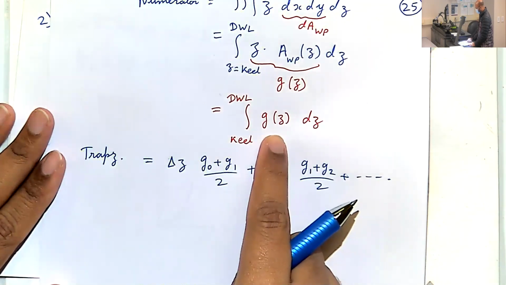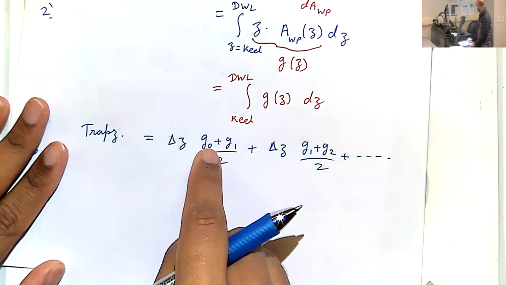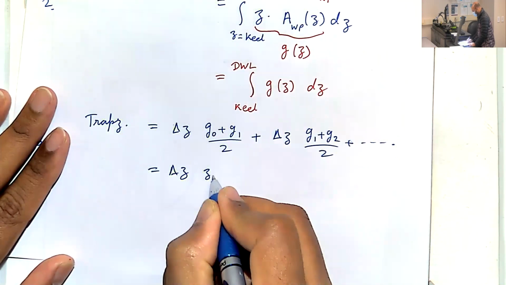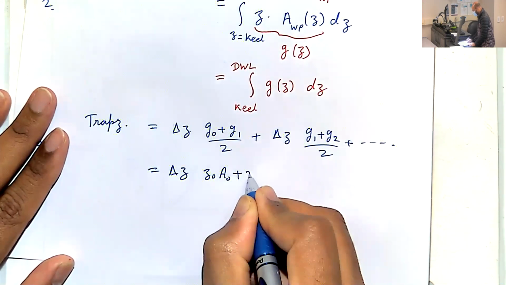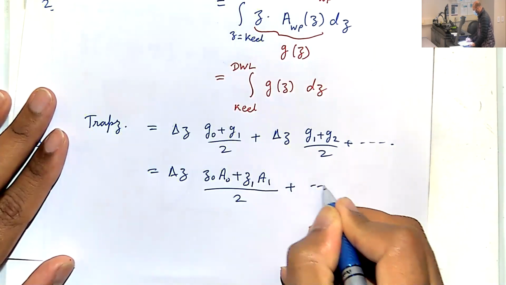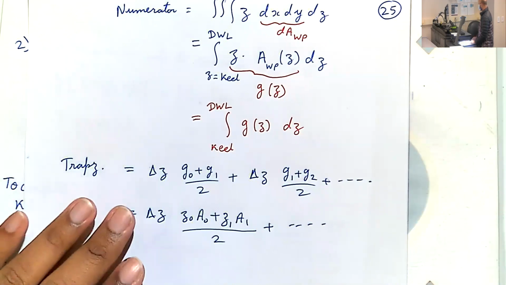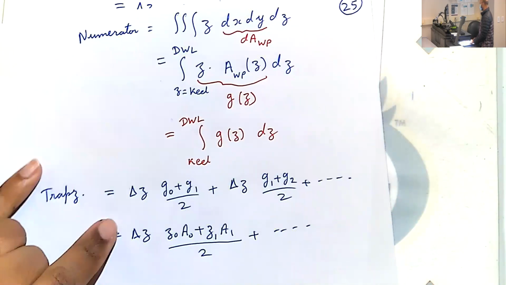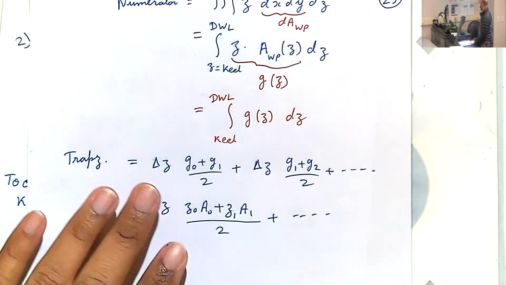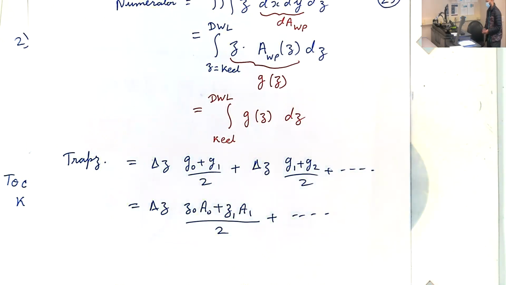And this g, we said it's z times a. So we can just replace this g0, it's delta z, z0 a0 plus z1 a1 over 2 plus dot, dot, dot. Okay. So just go back and review your notes and you'll see this is exactly the same thing we did for the earlier problems, just in 3 dimensions. Concept-wise, nothing changes.